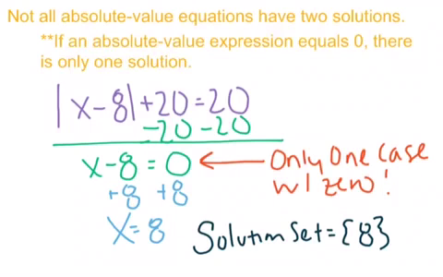Okay. The last 2 things I want you to know in this lesson are that not all absolute value equations have 2 solutions. The first one is if an absolute value expression equals 0, there is only one solution. So for instance, in this one right here, in absolute value bars, we have x minus 8 plus 20 equals 20. Before we can do case 1 or case 2, we've got to get it down and isolate the absolute value on one side of the equation. So when I do that and I subtract 20 from both sides, I get x minus 8 in absolute value bars equals 0.